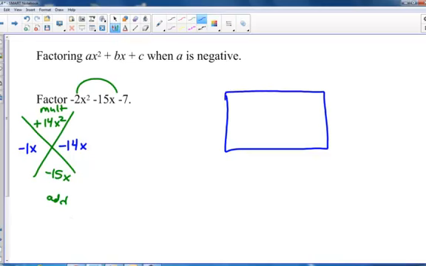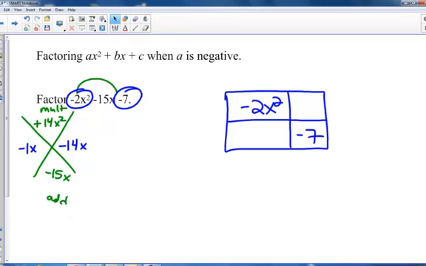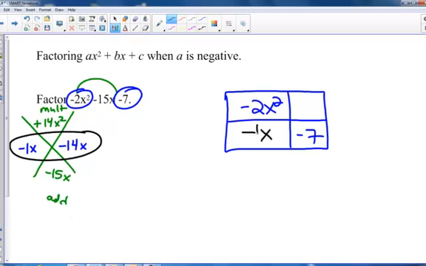Now I'm going to make my box. My negative 2x squared and my negative 7 go in the opposite corners. This goes in the other two corners. It does not matter which is which. You will get the same answer no matter what. Now we need to figure out what all of these numbers need to be.